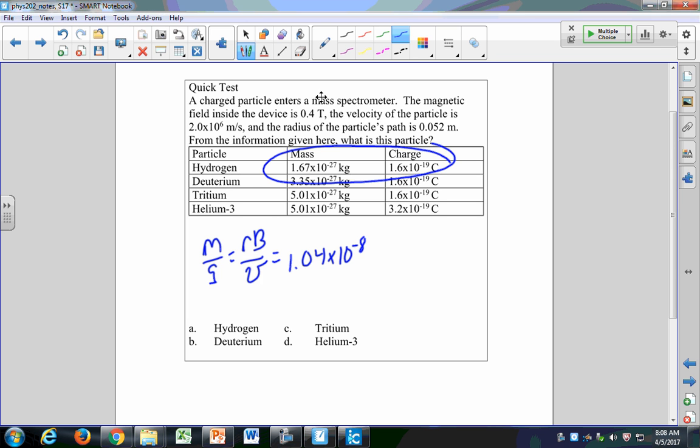All right. Hey, why did the stadium get hot after the game? All the fans left.